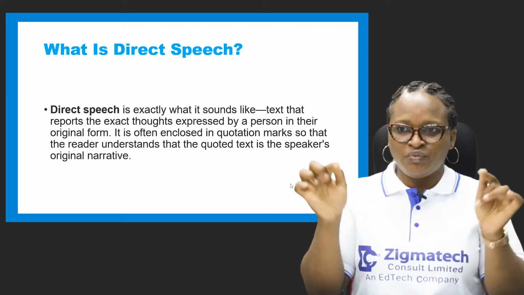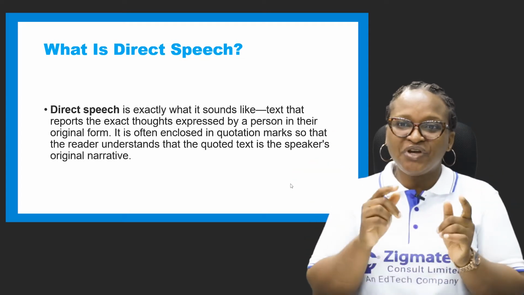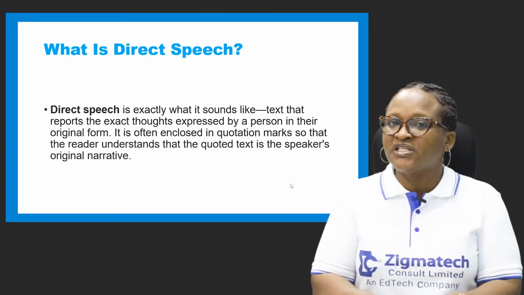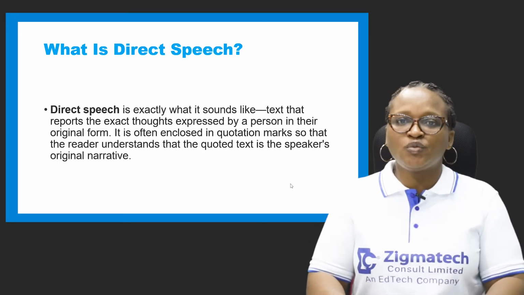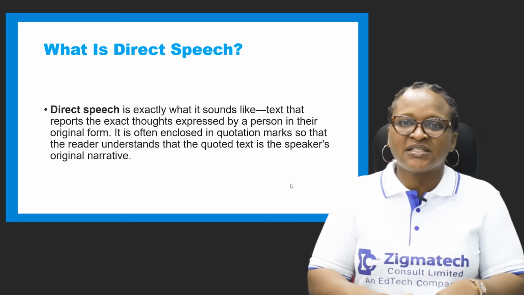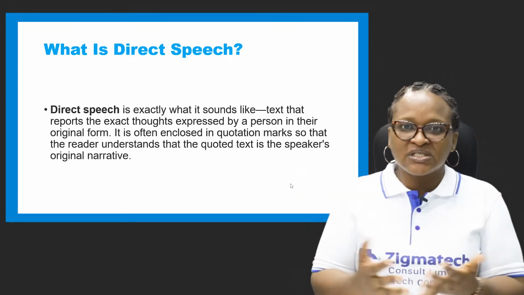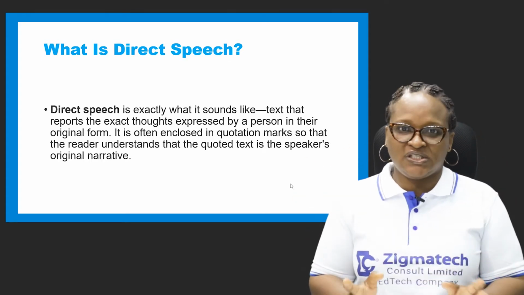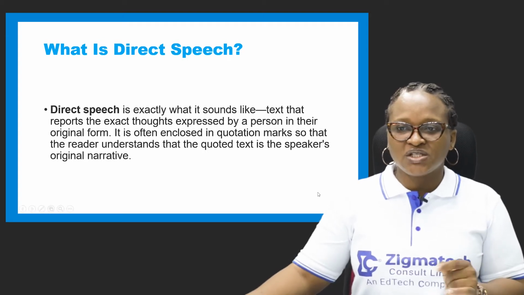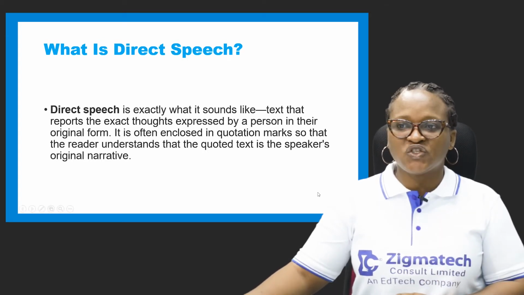Right? So it must be in a quotation mark so that the reader understands that the quoted text is the speaker's original narrative. It's no other person's, but the speaker's original narrative, the way the speaker presented it at the time when the listener was listening to what the speaker was saying. So that is how it is. Remember, direct speech is referred to as quoted speech.